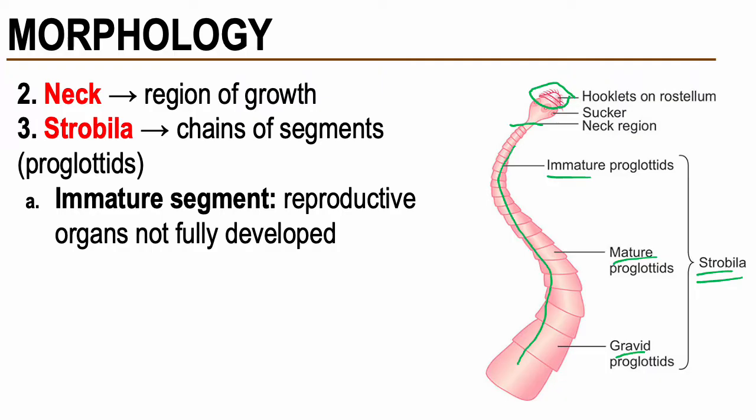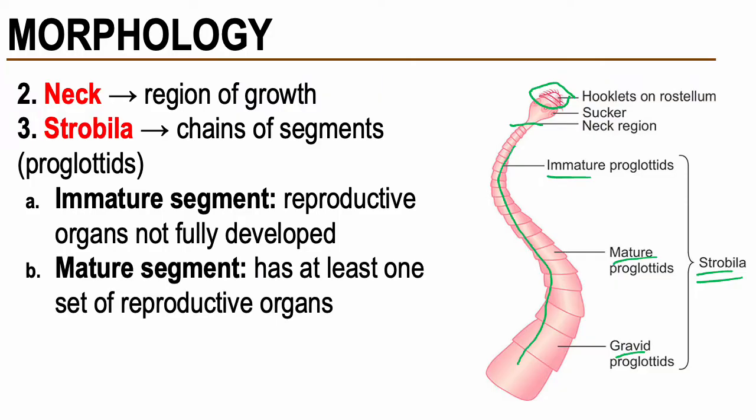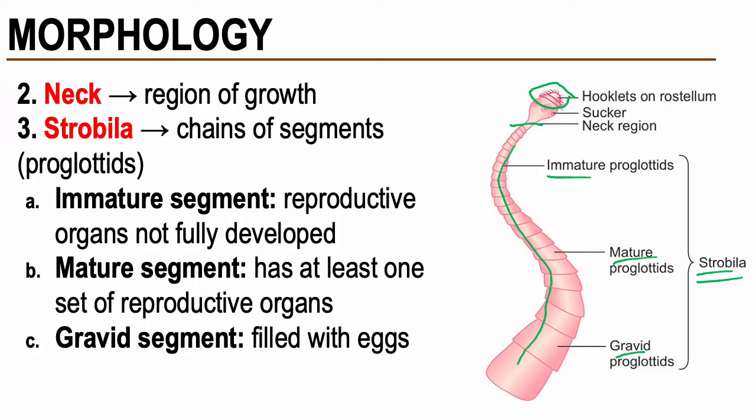For immature, sexual organs are still developing, located. These are your testes and ovaries. For mature, there is at least one set of fully matured organs. And for gravid, from the word gravid, that means this is the pregnant part of the parasite. This is where eggs are actually located.